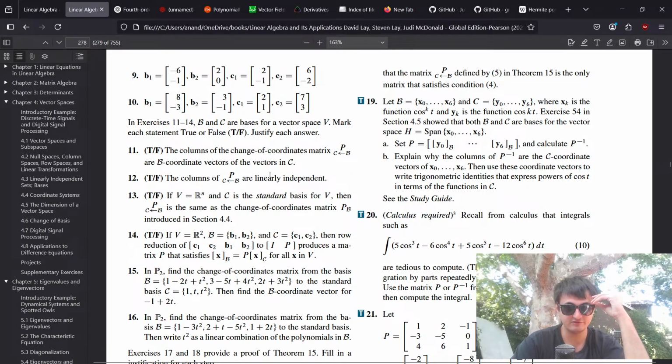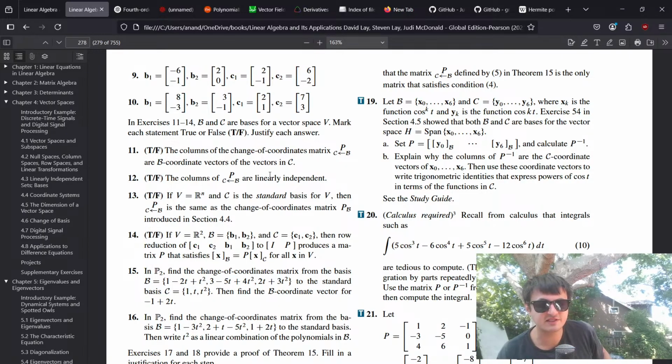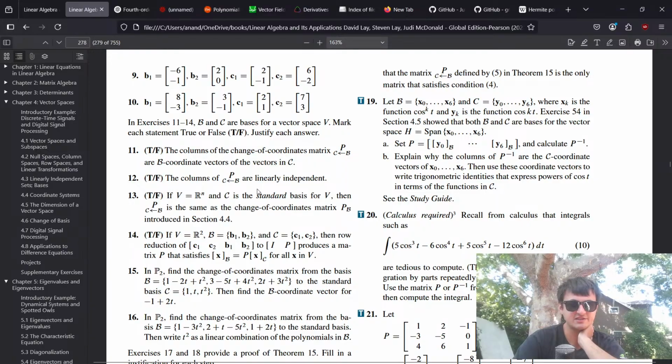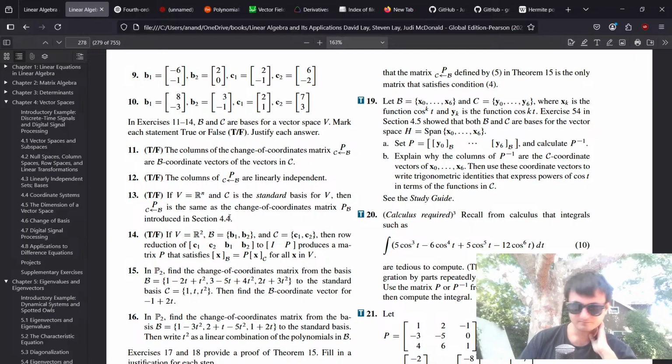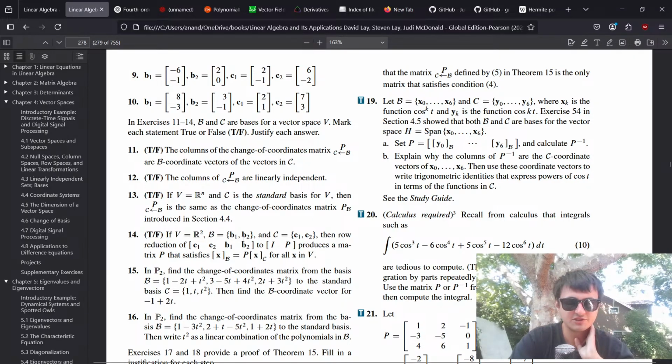The columns are linearly independent. That's true. Or wait, is it always true? Yeah, if they're both bases of the same vector space, then that's got to be true. If C is the standard basis, then that is true. If V is equal to R2 and B and C are bases, then the row reduction produces a matrix.